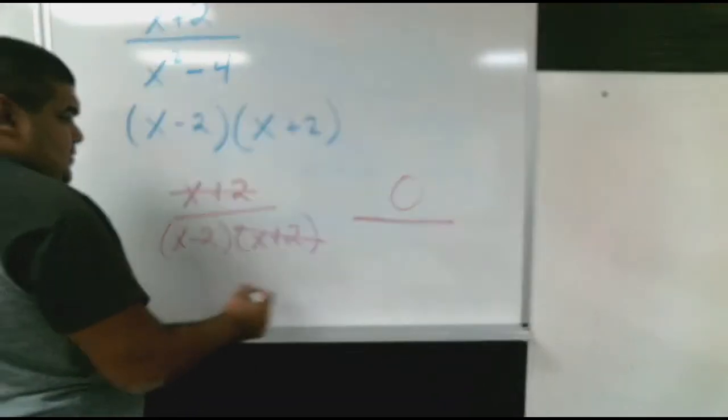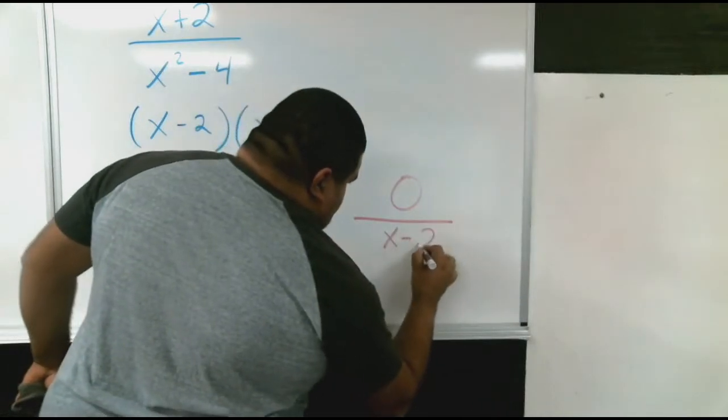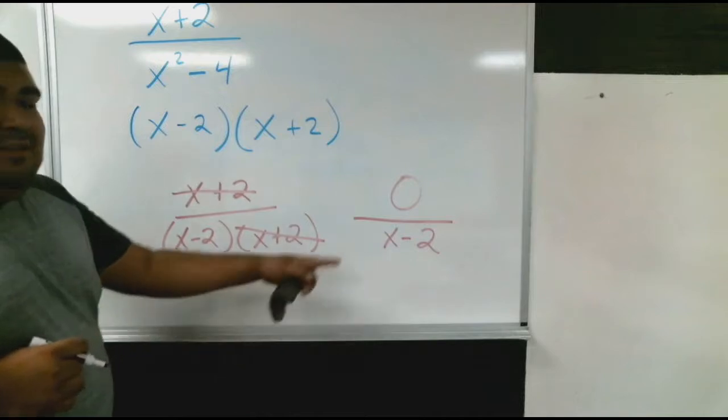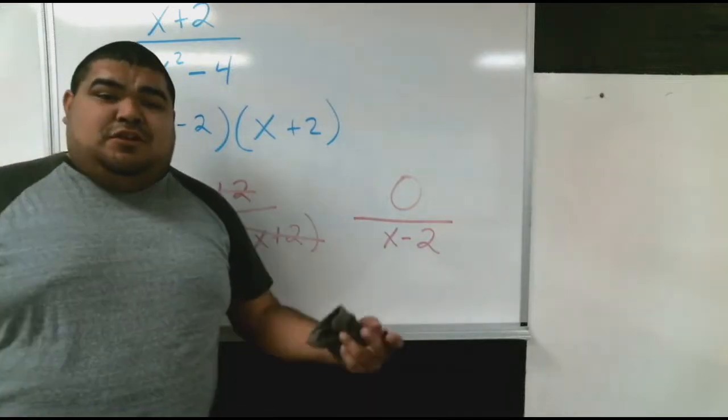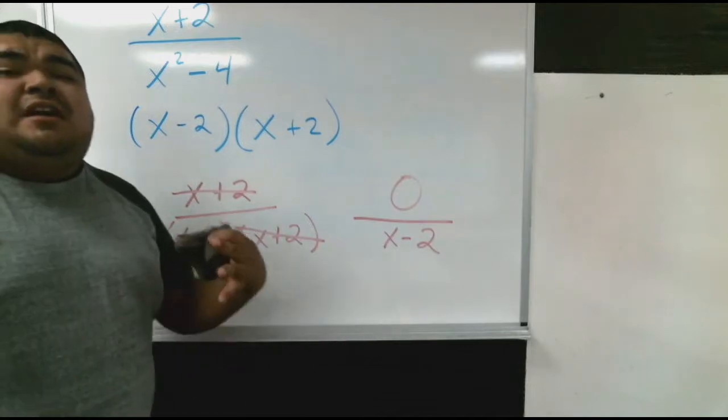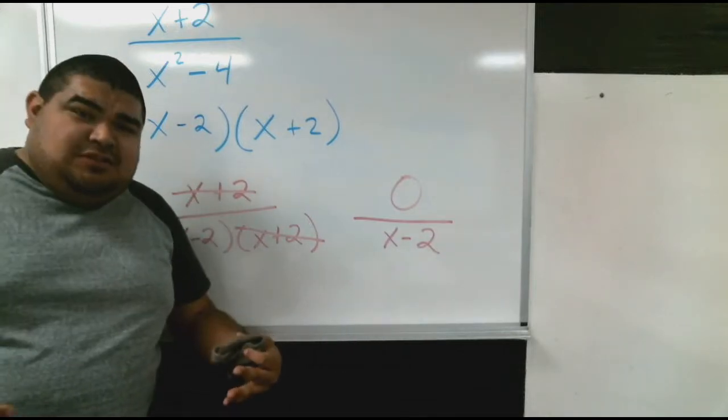0 over x minus 2. Okay? Which, when this happens, we have a 0 on top, it's really not a function. Okay? But that's not the point of today's concept. Today we're trying to simplify the expressions.